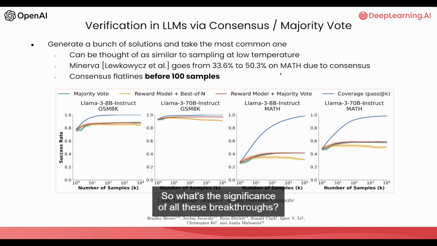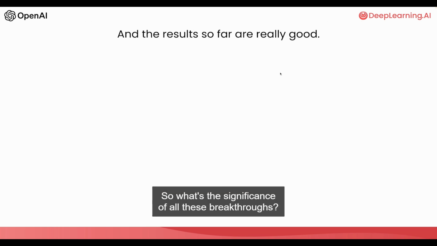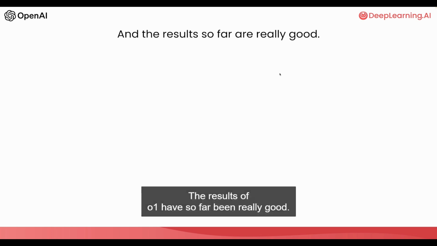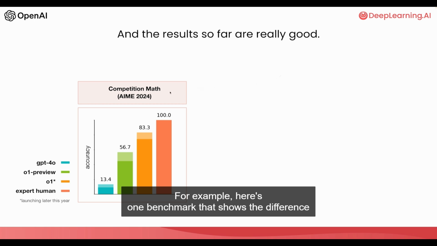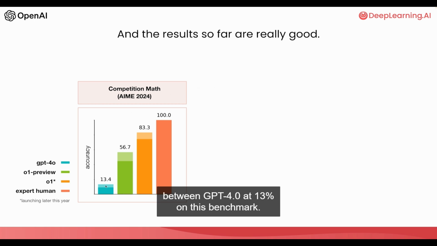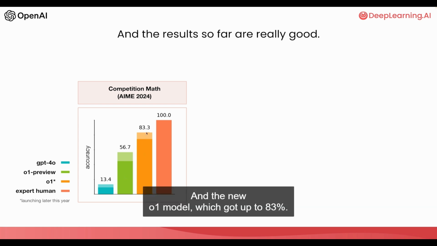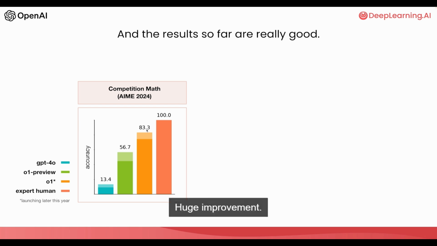So what's the significance of all these breakthroughs? The results of O1 have so far been really good. For example, here's one benchmark that shows the difference between GPT-4o at 13% on this benchmark and the new O1 model, which got up to 83%, a huge improvement.